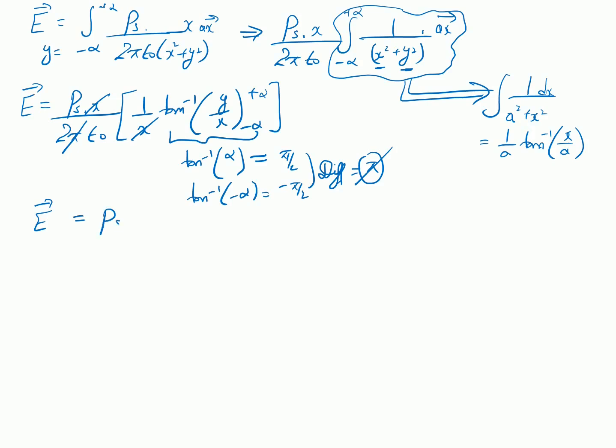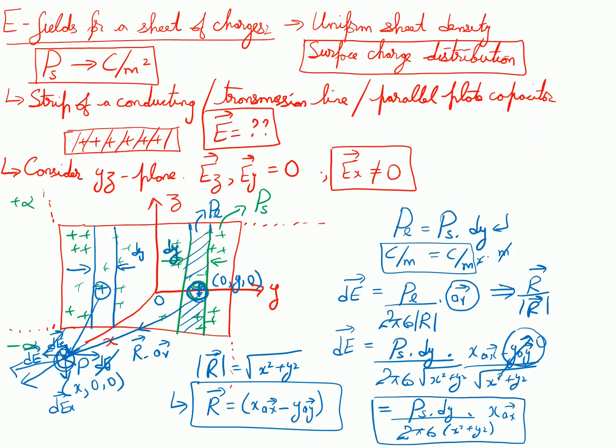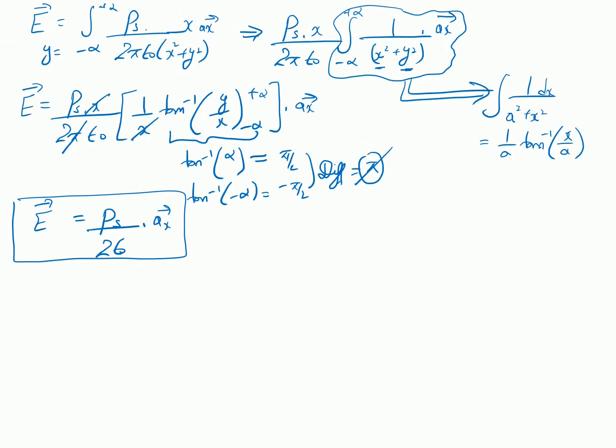rho s divided by 2 epsilon, and then I had this vector a of x, so I'm going to write it as a of x. And we can also simplify this equation by replacing a of x, since this a of x, if we look at our sheet, is normal to the yz plane. So I can write this a of x in a generic form as a of n, in volts per meter. So this is the mathematical expression or proof of the electric field along the sheet of charges.